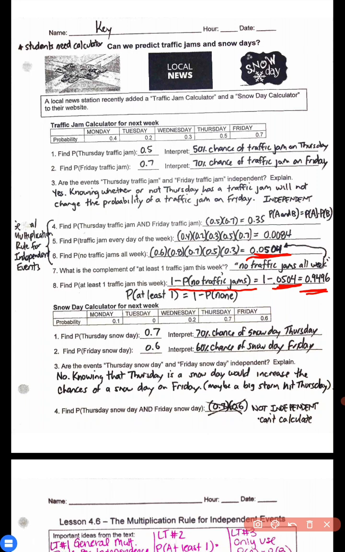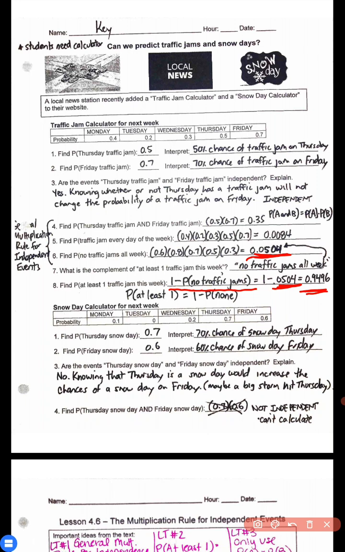I'm a teacher. If I know that we had a snow day on Thursday, then there's a very good chance that we have a snow day on Friday, right? Because that snow may not melt. It's obviously already very cold. All of those things increase my odds of having a snow day the next day. On the flip side, if I don't have a snow day on Thursday, then I'm less likely to have a snow day on Friday, right? So these are not independent.